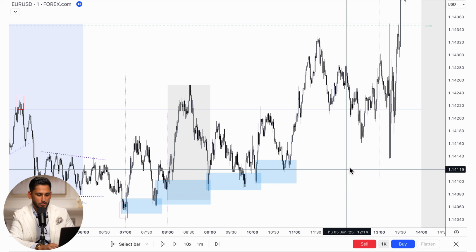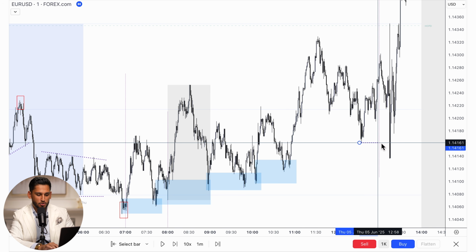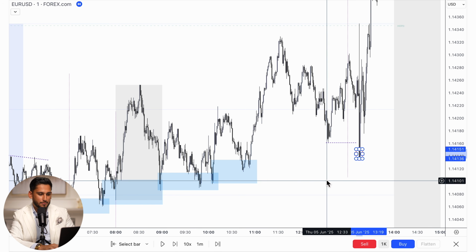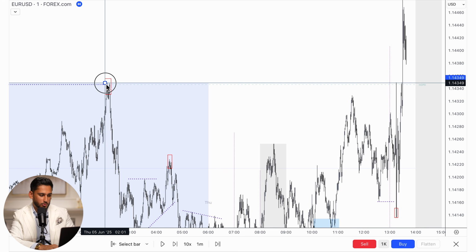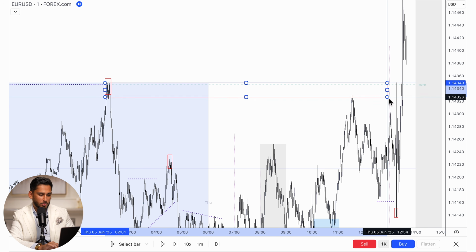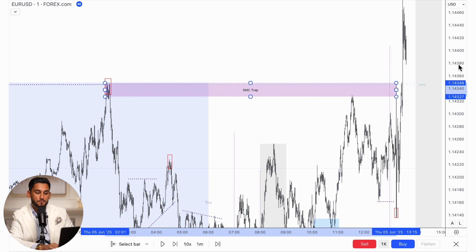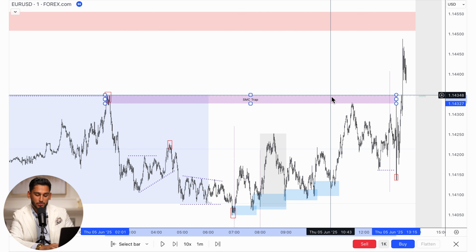Then eventually a news release once again, just after New York Open, causes this sweep and inducement. And once that inducement happens, we target this smart money trap, which was a sweep of liquidity. But sweep of liquidity on Asia high for me is a trap. And therefore that smart money trap got taken out because it is a sweep on Asia high and without context, without a POI. So I'm not going to trade it.